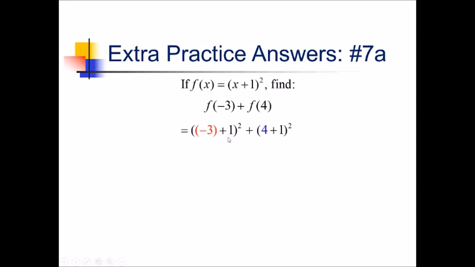Okay, let's simplify things within these squared parentheses. PEMDAS says I have to take care of parentheses first. So negative 3 and 1 gives me negative 2, and that's being squared.